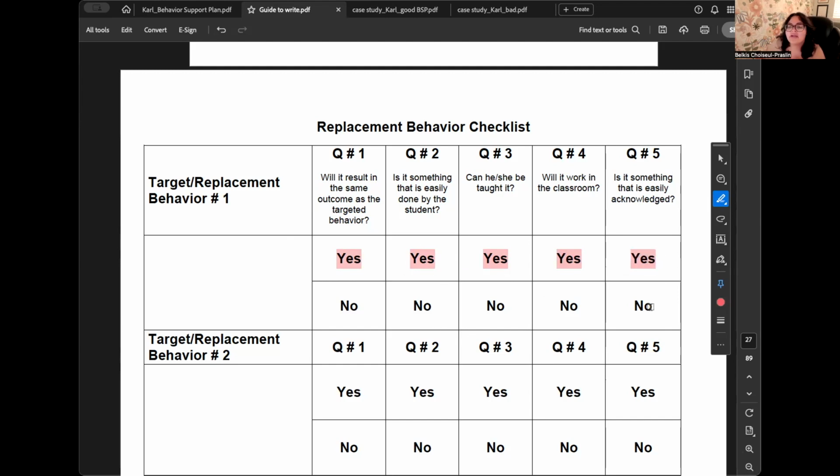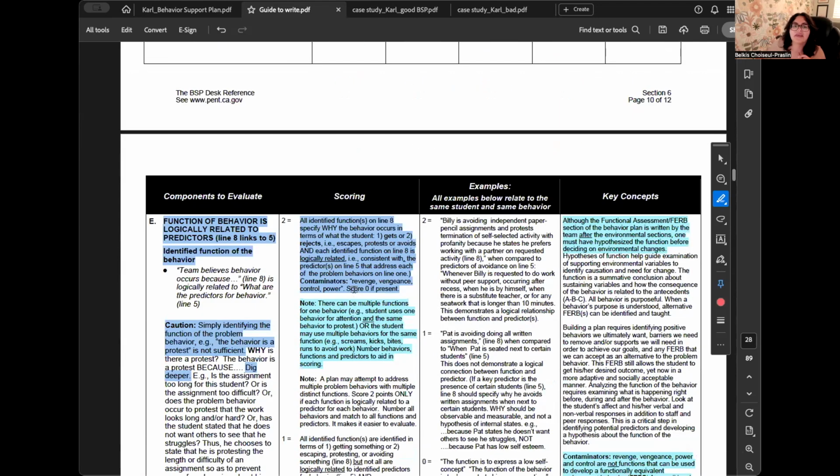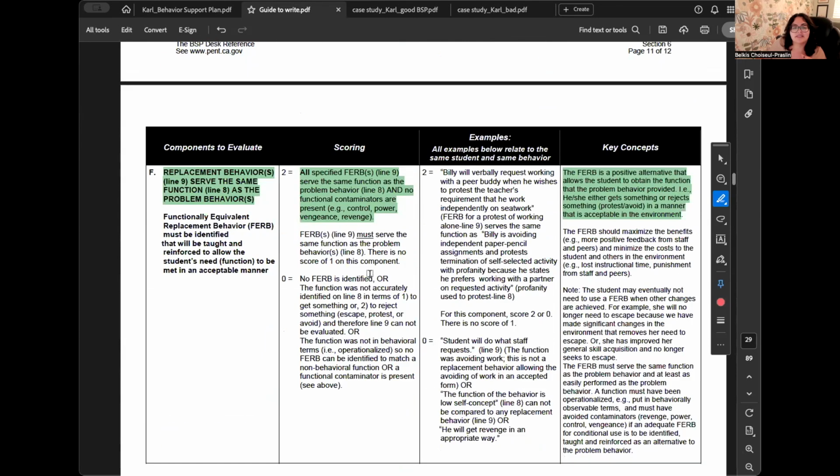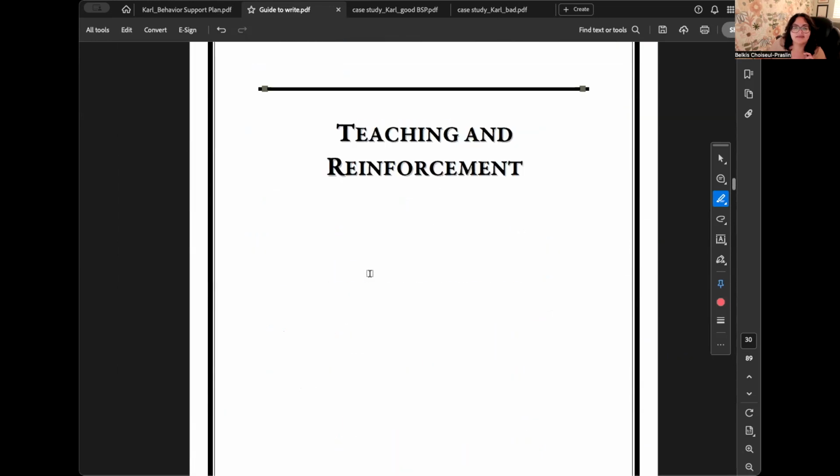If at any point we're answering no, we have to either think about how to incorporate this area into our replacement behavior, tweak the behavior, or change the replacement behavior to the point where that replacement behavior is actually going to be a better substitute than the original behavior. It's actually going to do something for that student and work. And of course, there is a rubric to help you, and the rubrics are lengthy.